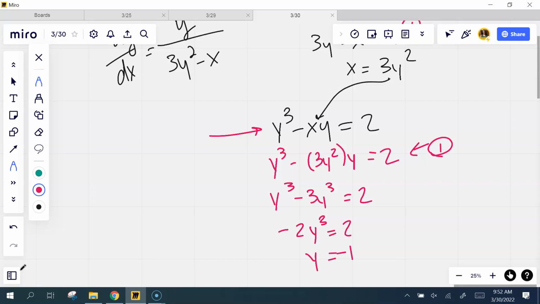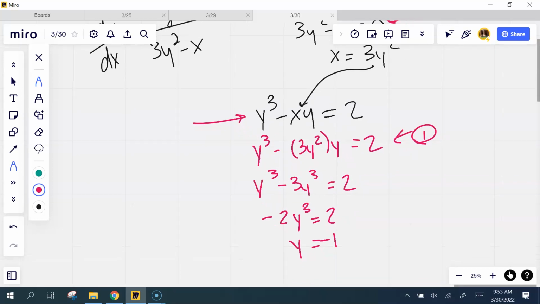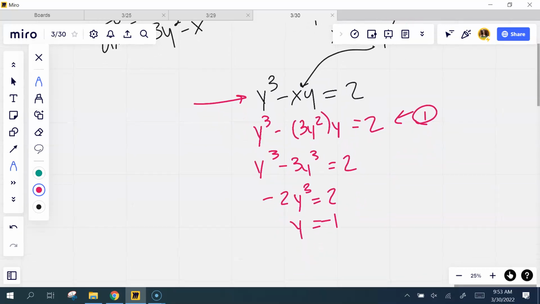You do have to plug that back into the equation to find x. For the sake of time I won't do that, but make sure you go back and do that. You get x equals 3. So there's your last point, or the coordinate. So 1 point for setting the denominator to 0, 1 point for writing the equation in just one variable, and 1 point for the coordinates.